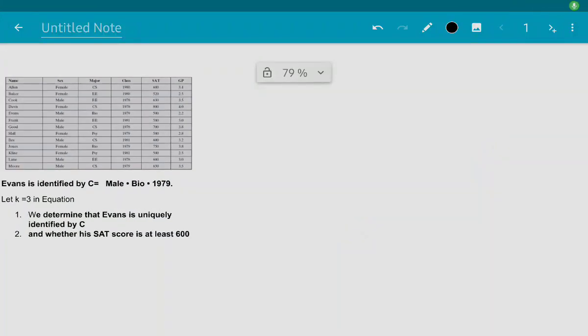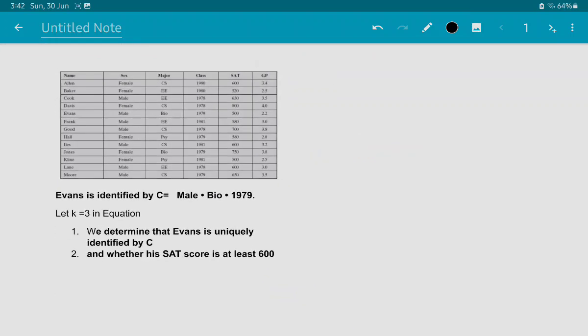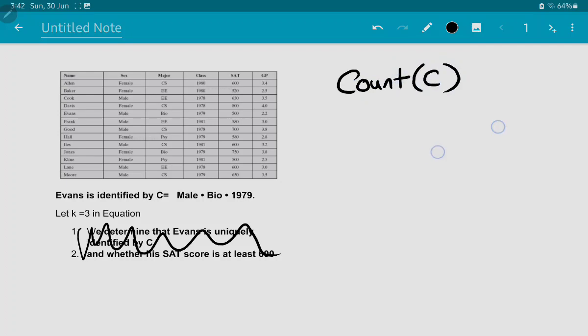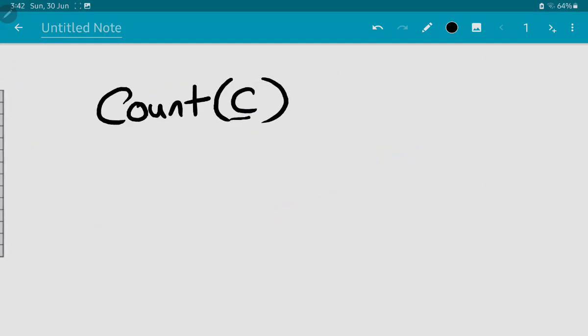The exam may ask what is the condition for the individual tracker to work. So what is the condition for the individual tracker to work? The individual tracker should have the count of C, which is your set of attributes, equal to 1.